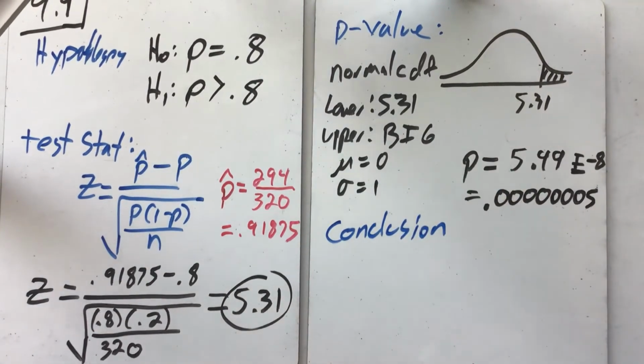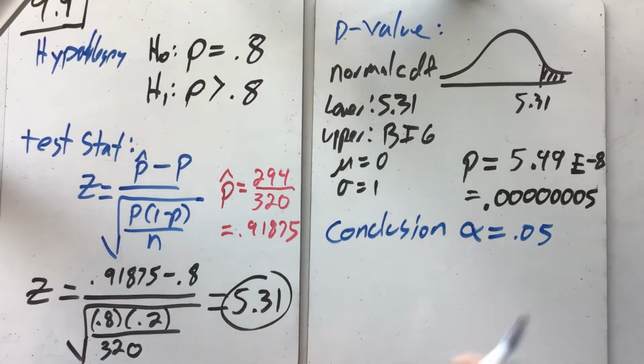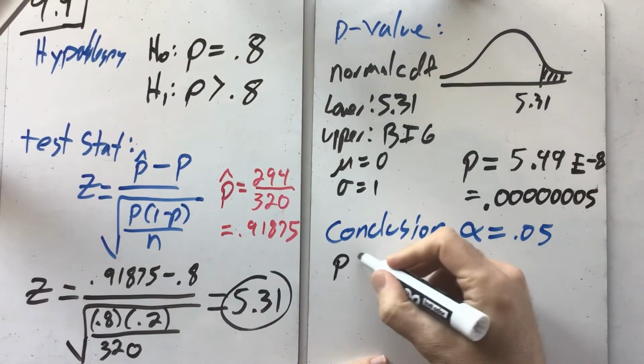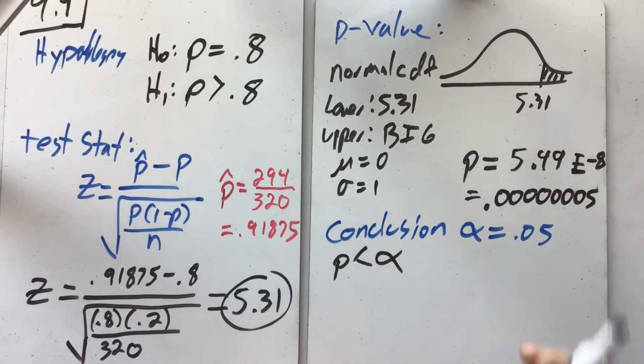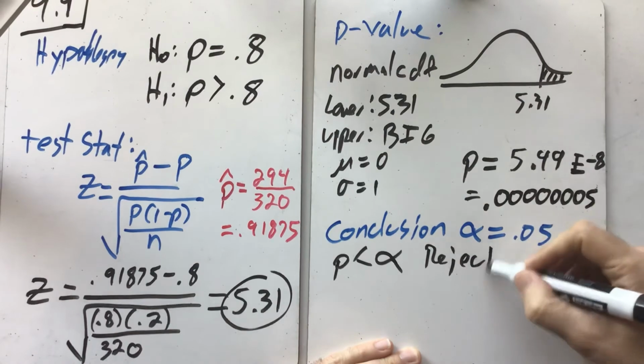What is our conclusion? Well, what we need to do is compare that p with our alpha value of 0.05. And what we notice is that p is much smaller than alpha. I mean, p is almost 0. So what does that mean? That means we reject H naught.